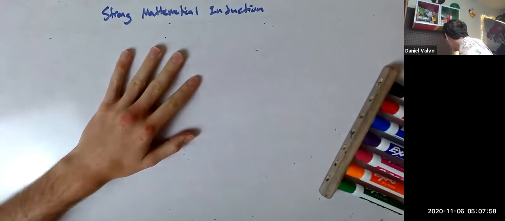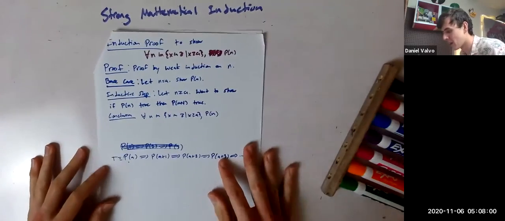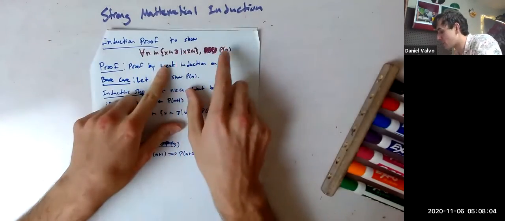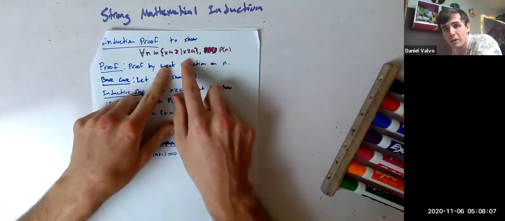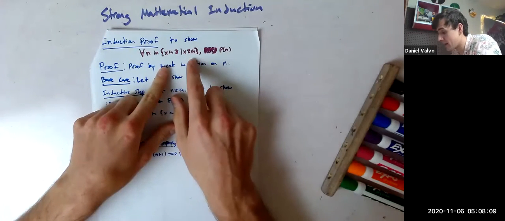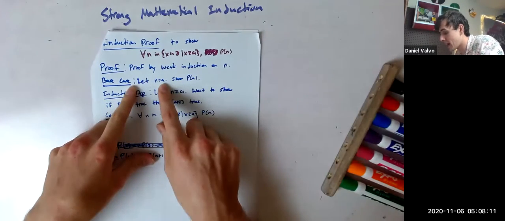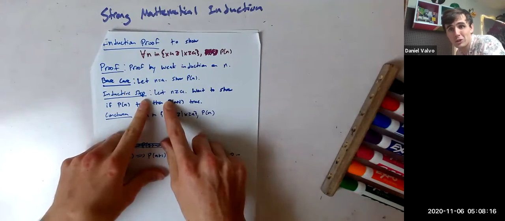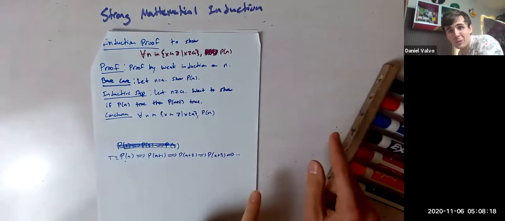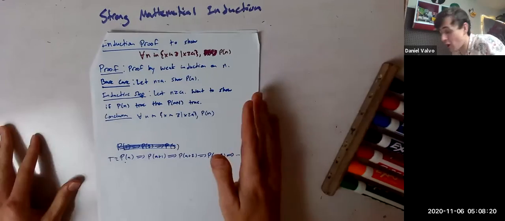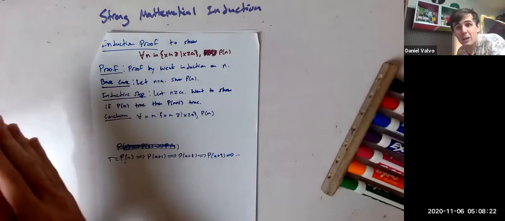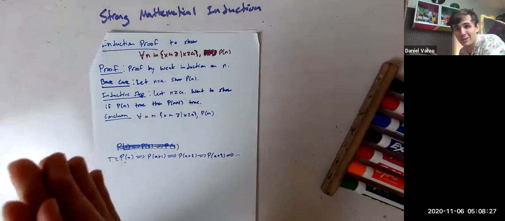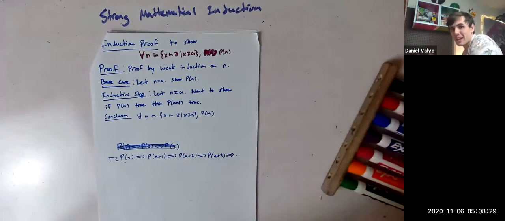Let's go over what weak mathematical induction was. It always went like this. To prove that some claim P of n was true for every number bigger than or equal to A, you first prove it for A, and then you show that for anything bigger than or equal to A, if it was true for n, it would be true for n plus 1. So if it's true for this, it's true for the next one, and the next one, and so on.